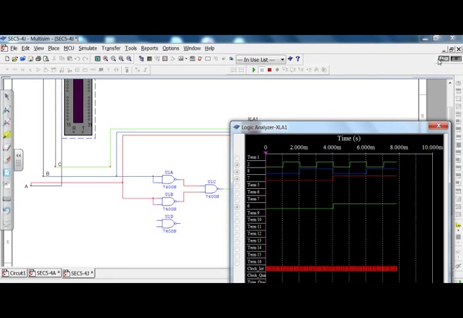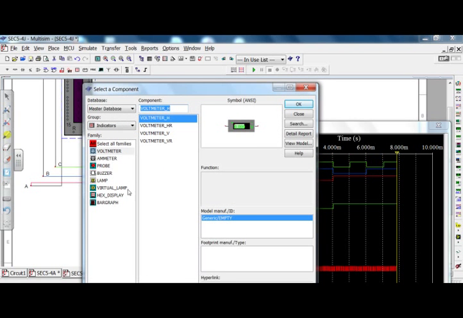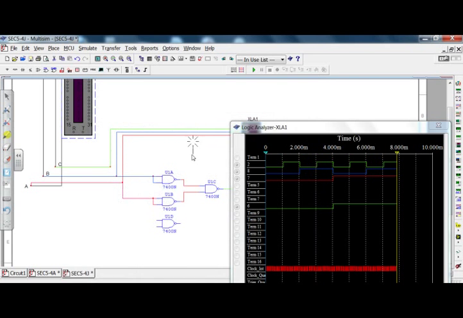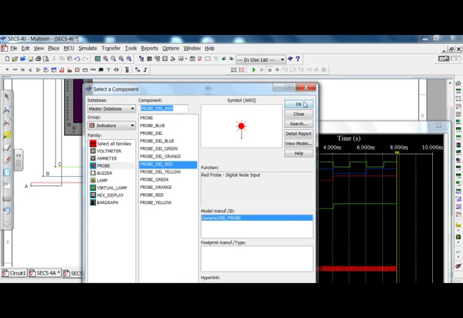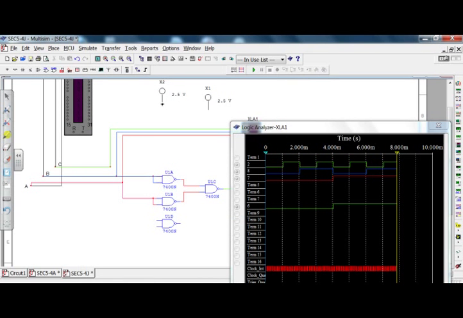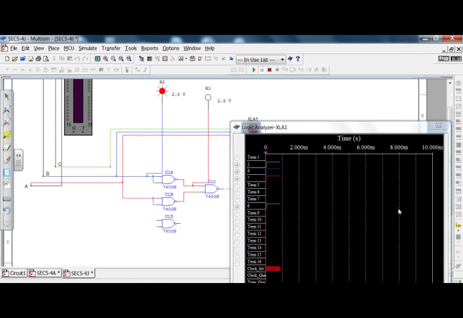So I'm going to turn this off for a moment. And I'm going to go get a probe. And I'm going to put one there. I'm going to put a probe, and I'm going to put one there. I'm going to look at what's going in and what's coming out. I'm going to turn this guy on.